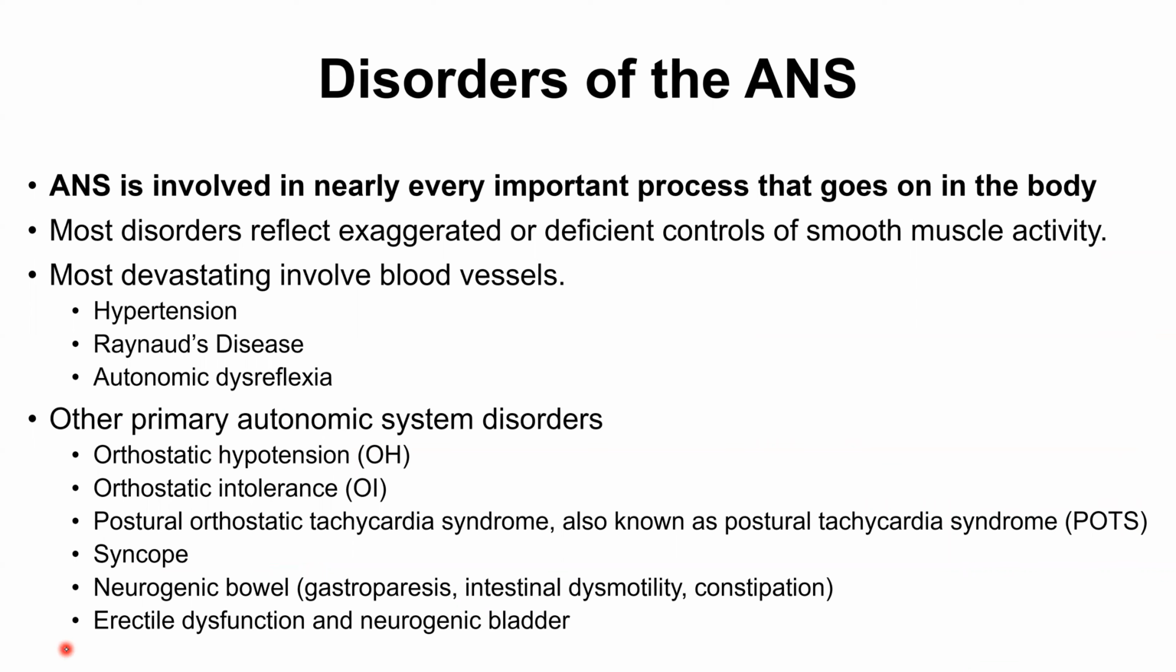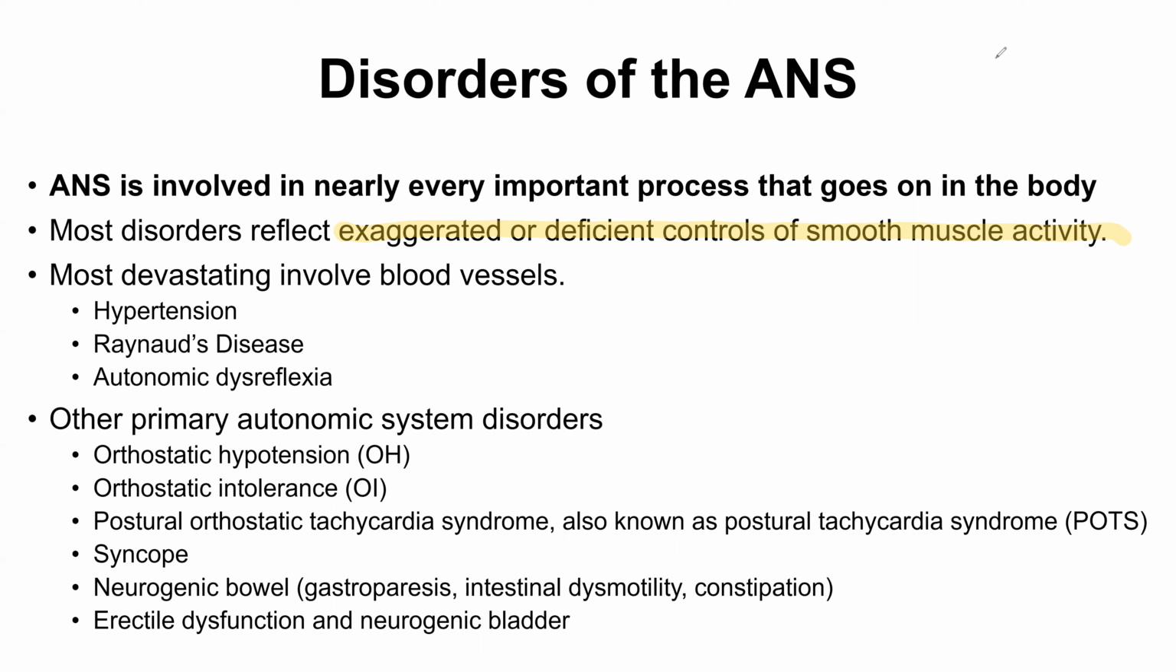And then the last slide here is about some different disorders of the autonomic nervous system. The autonomic nervous system is involved in nearly every important process that goes on in the body, so most disorders are going to reflect either exaggerated or deficient controls of smooth muscle activity. And some of the most devastating disorders of the autonomic nervous system are going to involve blood vessels.